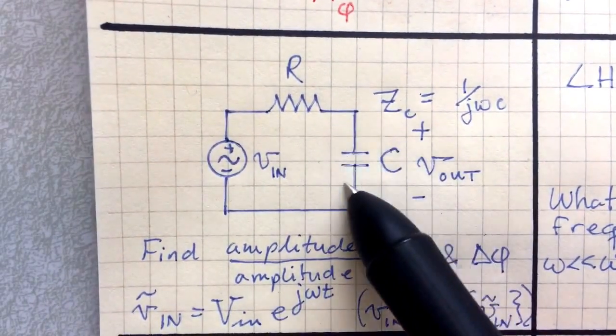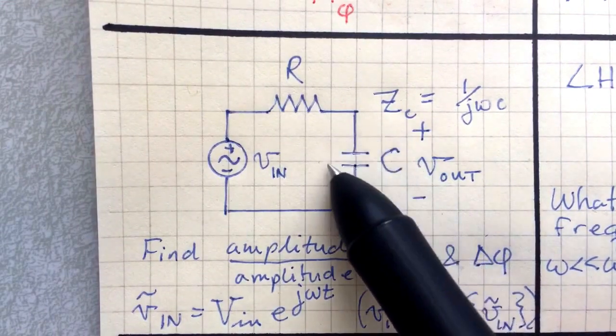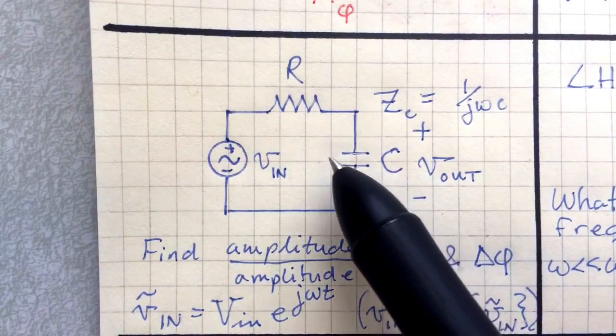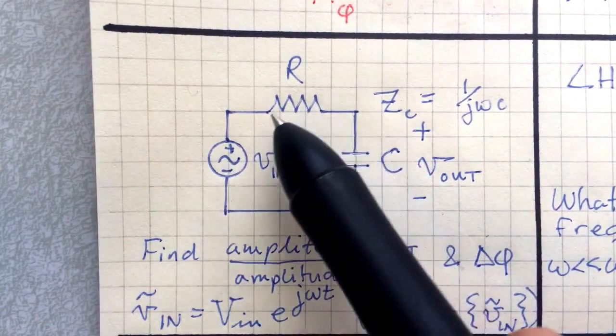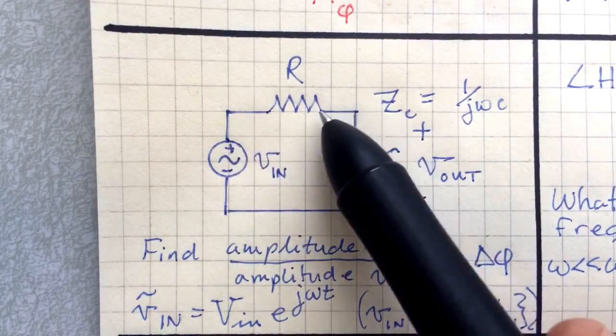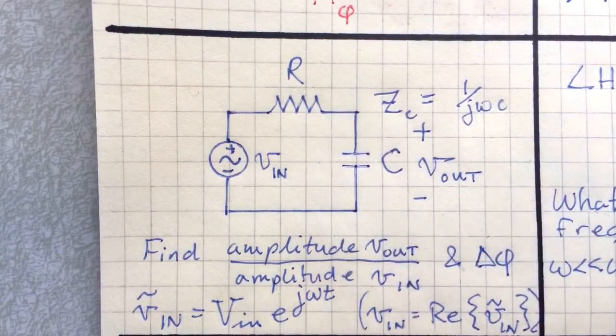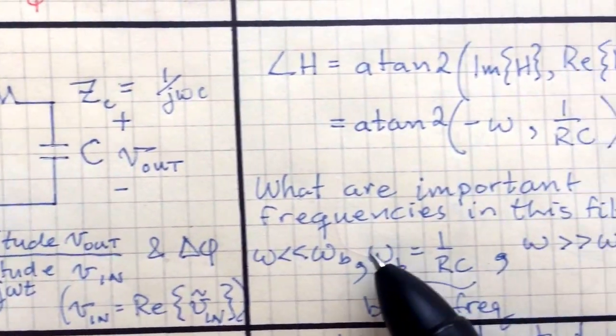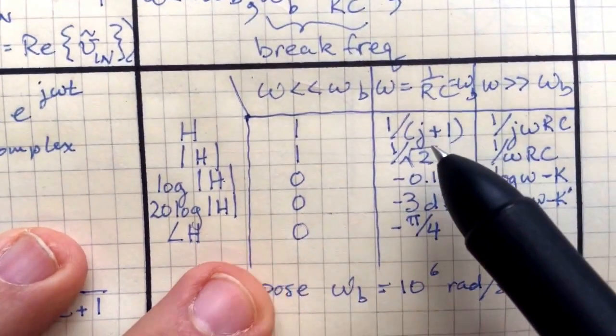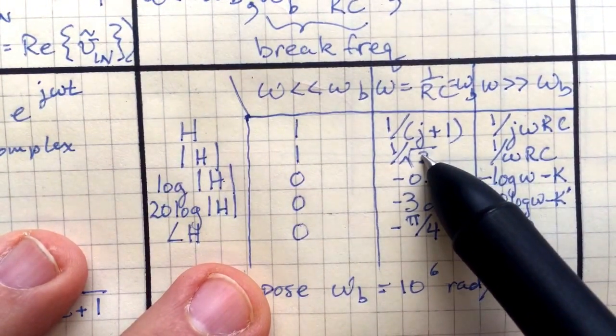At low frequencies, this is a capacitor. At low frequencies, it acts more or less like an open circuit for the incoming signal. And so you just get no current flowing, so no voltage drop in the resistor, so the output voltage is equal to the input. At higher frequencies, the magnitude is 1 over square root of 2.